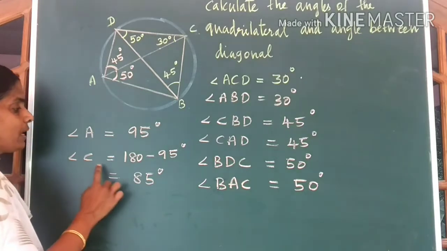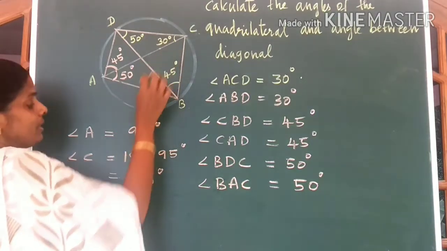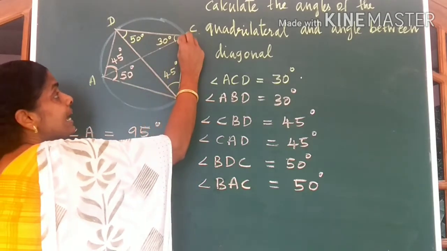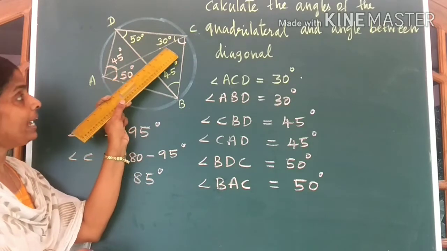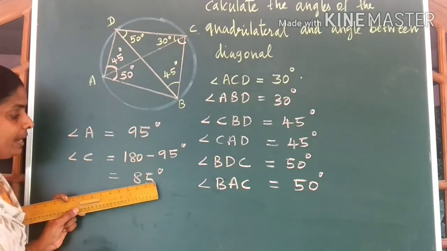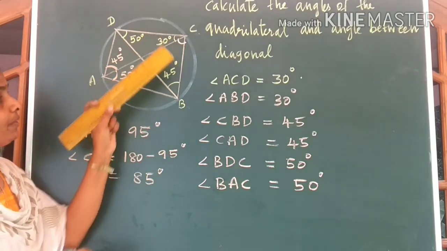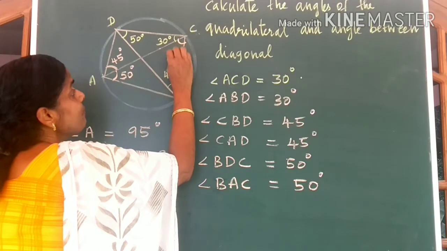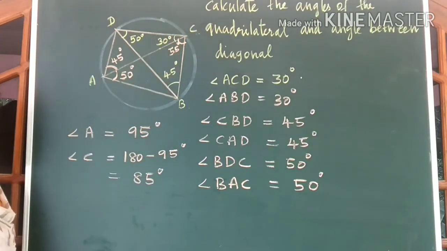Angle C would be equal to 85 degree. Okay. Now we can write this angle. We know the full angle at C is equal to 85. Now subtract 85 minus 30. You get 55. So we can say this angle to be equal to 55 degree.